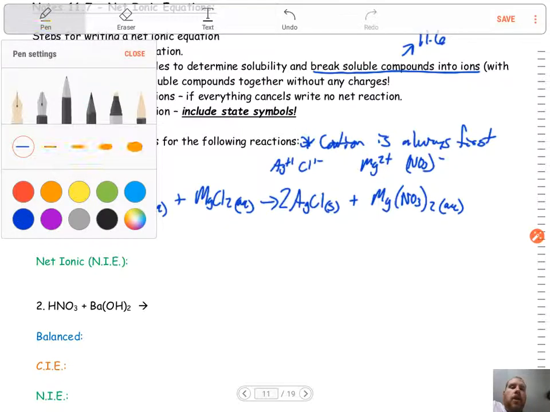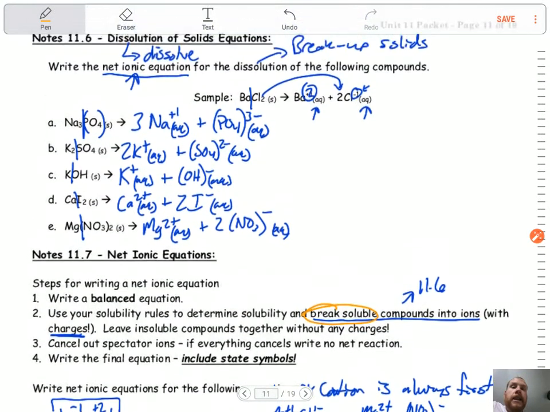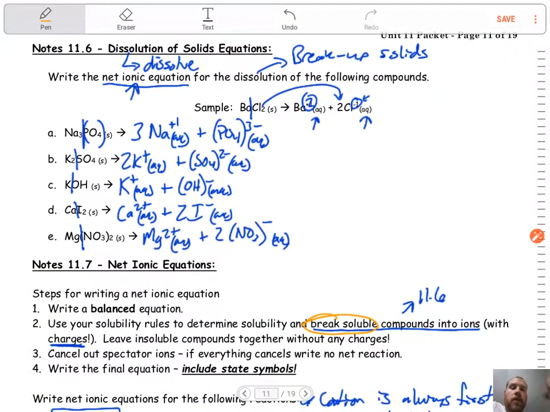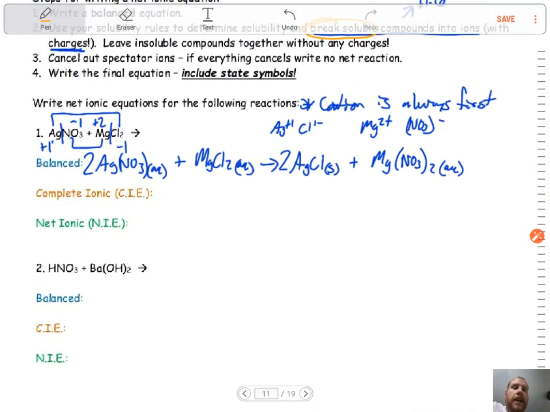So now I'm going to write my complete ionic equation. So this is the second part of step 2. We're going to break soluble compounds up. So anywhere you see aqueous, we're going to split those up like we did in the last video, guys. Where you had solids that we did specifically, and we wrote the new equation, the products for that. We're going to break them up and keep them with whatever we see. So follow me. You'll see what I mean as we go through this.